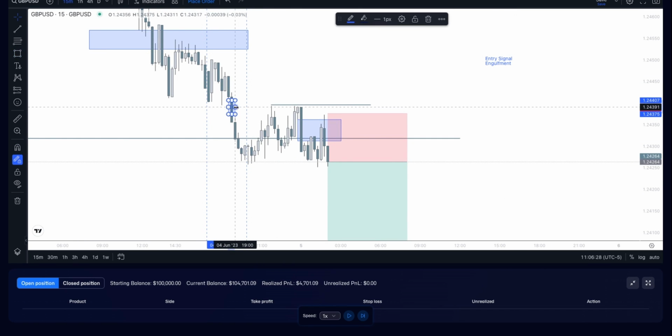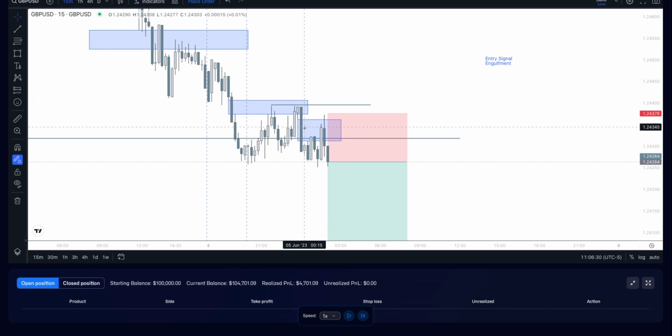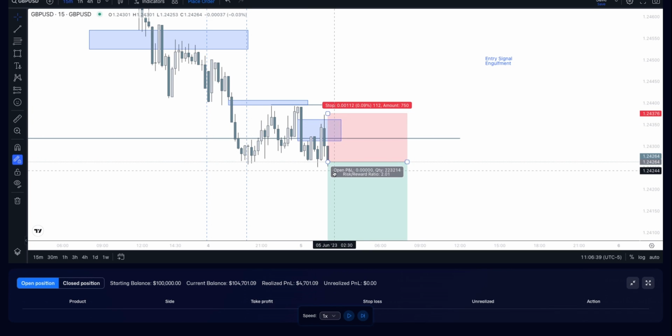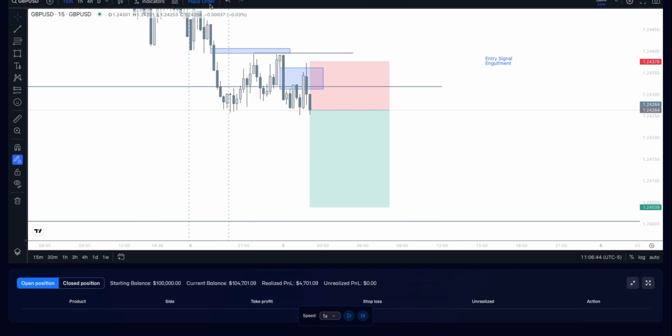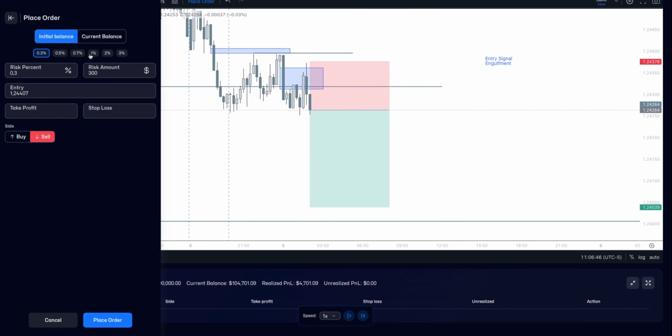We reacted off of this fair value gap, traded lower, beautifully traded into it, came down lower, broke structure, pulled back into it at the open, bearish reaction off of it. So I'm in the engulfment, so I'm looking for a short. So place order, sell, 1% risk.